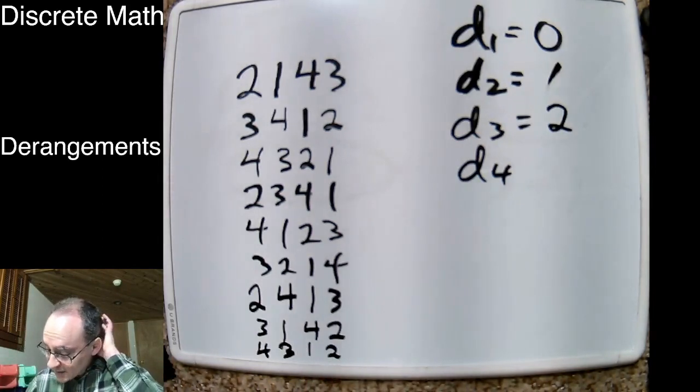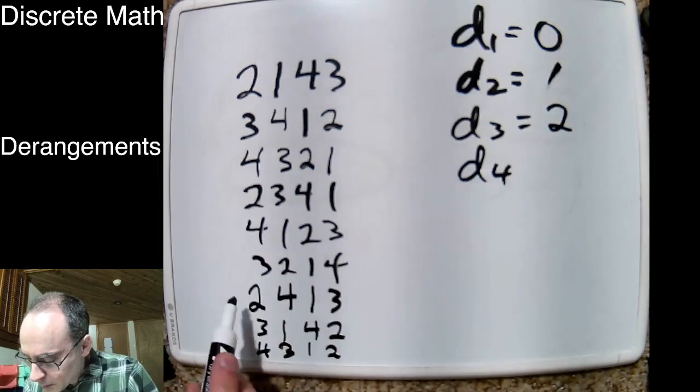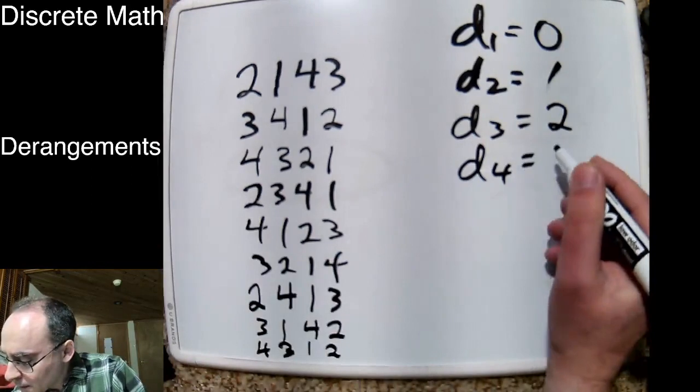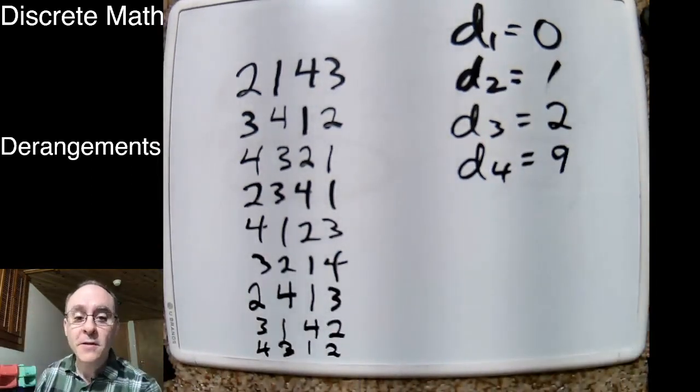So that's it. 1, 2, 3, 4, 5, 6, 7, 8, 9. I happen to know that that's all of them. But maybe you can convince yourself that's all of them.